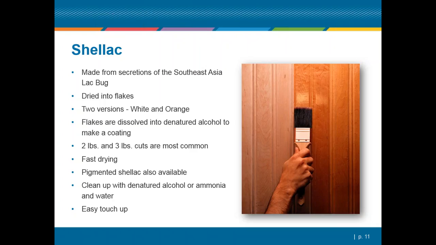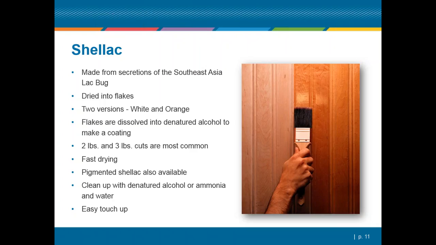So you don't see shellac as often today as you did back in the day. It's a good vertical wood finish. I'm a little skeptical on horizontal surfaces because you can leave water rings and things of that nature on it. But it's easy to fix if you do have any damage. Whenever you apply another coat over the top of it, the denatured alcohol melts it back into the previous coat, so it's a relatively easy finish to fix. It comes in 2-pound cuts and 3-pound cuts, which are the two common types, and it's fast drying.